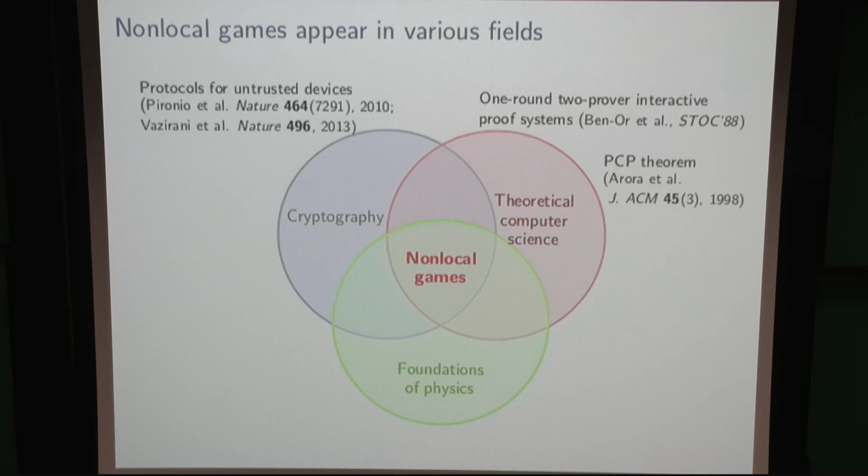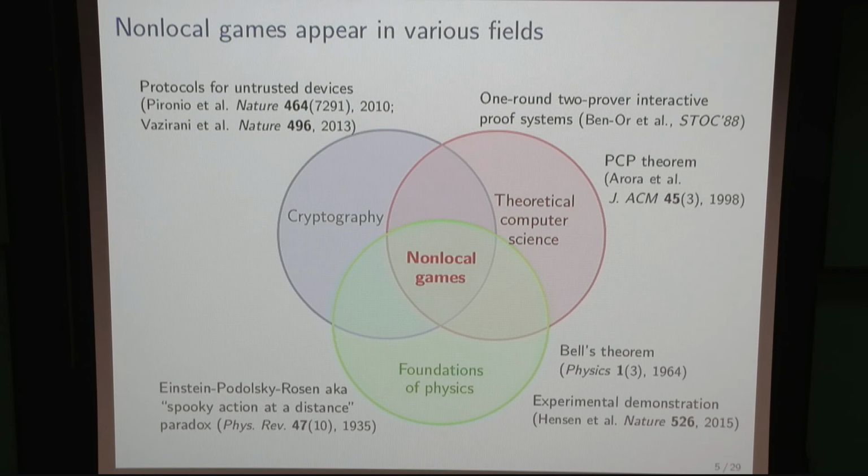And then lately, non-local games have been used in cryptography to make these device-independent protocols that I mentioned before. And of course, they also appear in physics. There they would be known as Bell inequalities or Bell setups, and Bell inequalities and their violations. We can trace the origins of these non-local games back to the Einstein-Podolsky-Rosen paradox, and the response to it by John Bell, who proposed this experimental setup where we could test whether or not this spooky action at a distance that Einstein so much disliked is real or not.